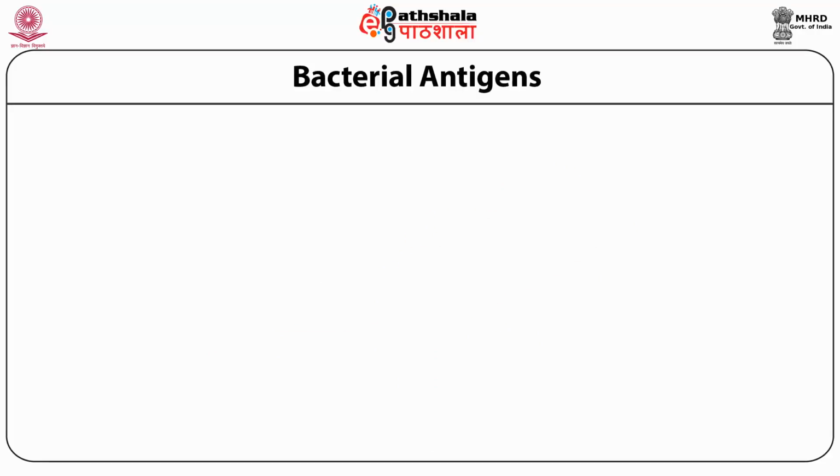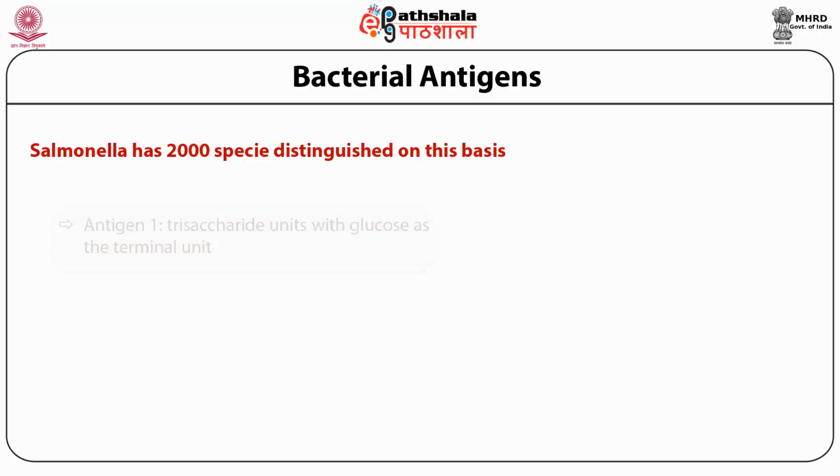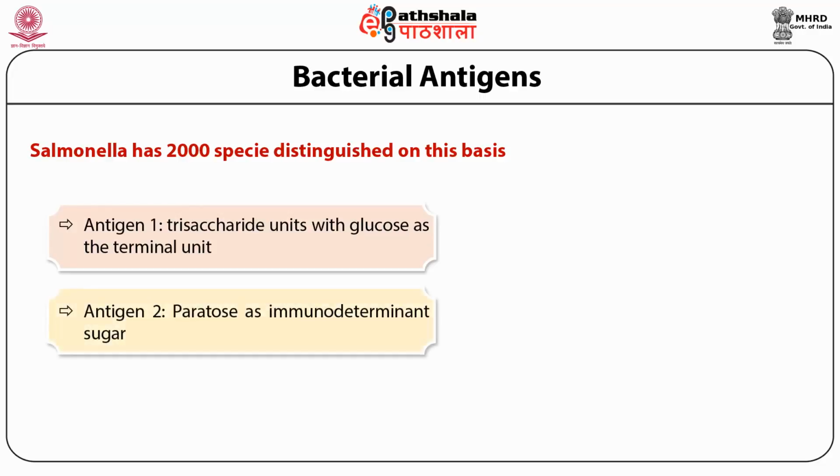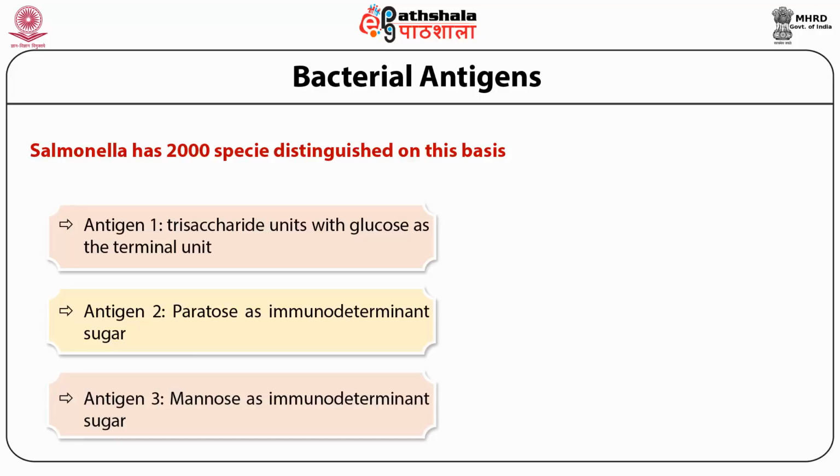Composition of the trisaccharide is important in determining the antigenic property of the organism. We can exemplify it by looking at Salmonella. Salmonella has 2000 species distinguished on this basis. The three types of antigens, that is the trisaccharide units with glucose as the terminal unit, paratose as immunodeterminant sugar, and mannose as immunodeterminant sugar, these all act as antigens.